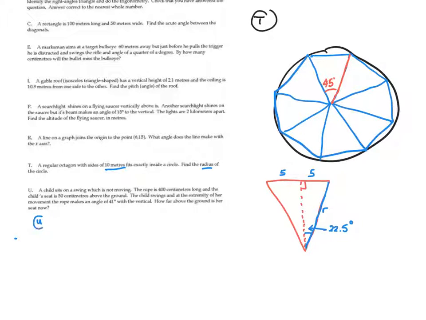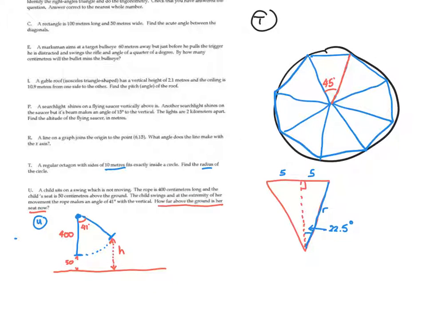U, another good question. Here's the swing with the seat, and the motion of a swing is circular, so the swing will end up here somewhere. And the question says it makes an angle of 41 degrees. Well, the swing has a length of 400 centimeters, and there's also a distance here above the ground of 50. Now, at 41 degrees, you're asked to find how high the swing is above the ground. That's the question. How far above the ground is her seat now?